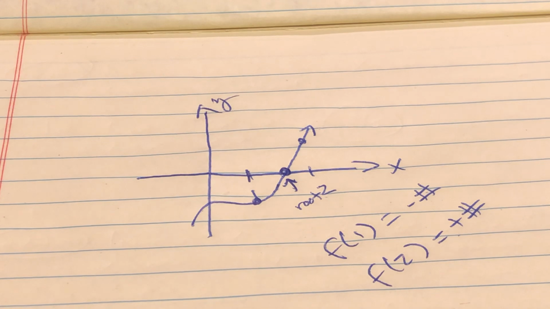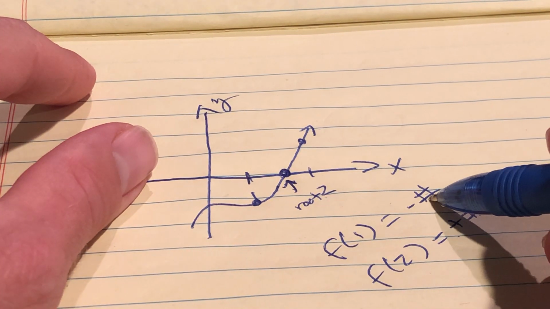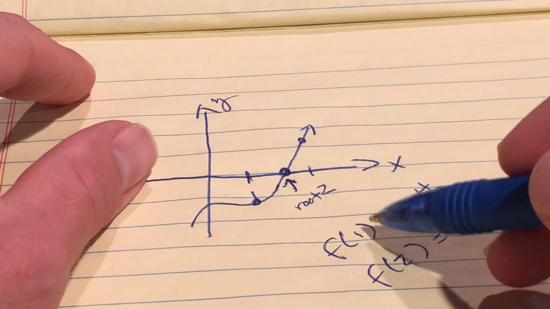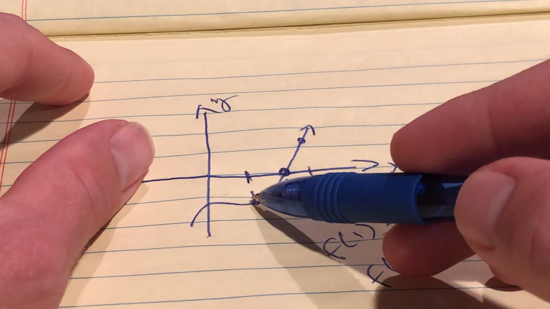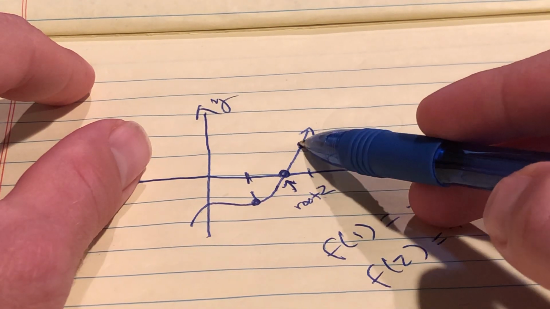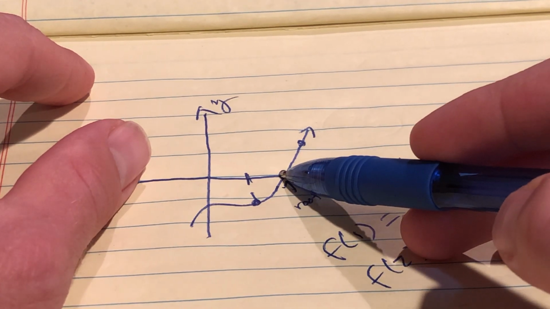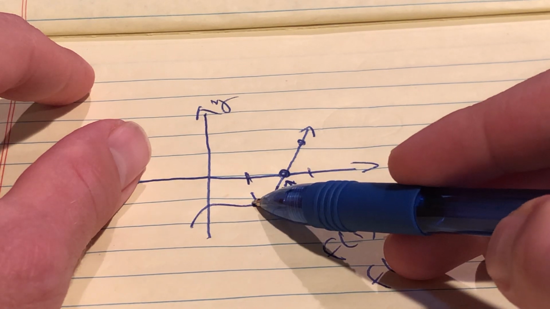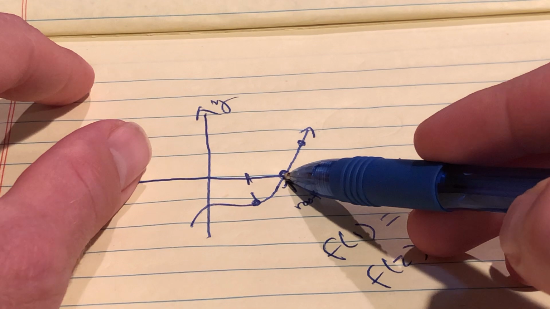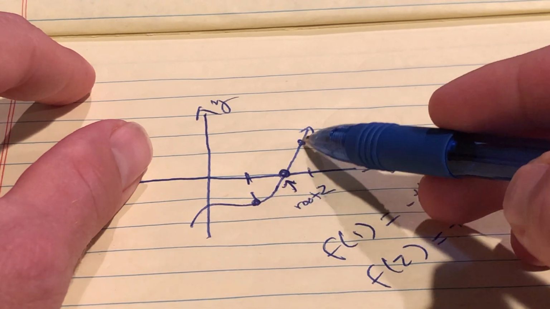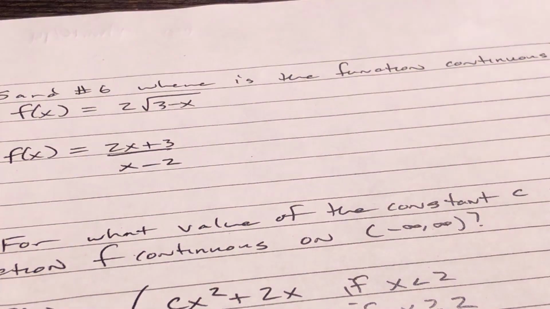All right, but I don't need to graph these. I can just say, hey, if f of 1 is a negative number and f of 2 is a positive number, then it had to go from a negative y to a positive y, which means it had to cross y equals 0 somewhere between x is 1 and x is 2. So there has to be a solution to this equation between x is 1 and x is 2. That is what the intermediate value theorem is saying.